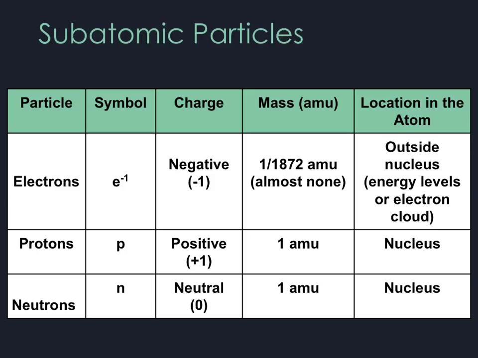Electrons, here's the symbol for that, the E with a little -1 sign. The reason it has a -1 sign is because it has a -1 charge. It is a negatively charged particle with a quantity of 1. Electrons have almost no mass. They are barely contributing to the mass of the atom.